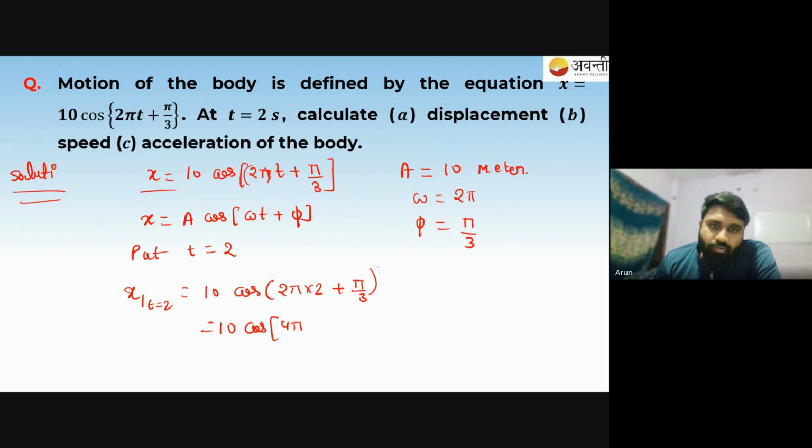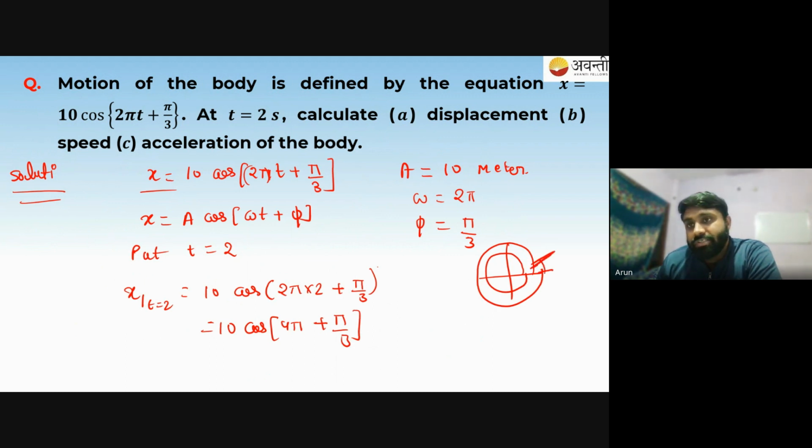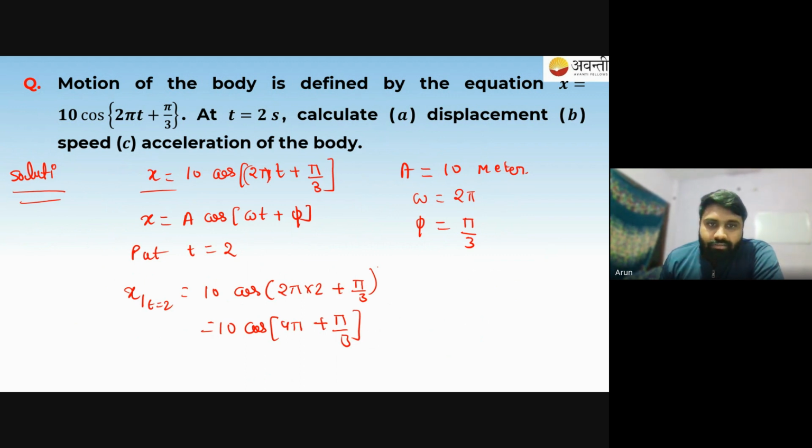So it will be 4 pi plus pi by 3. 4 pi means we have started from 0. This is 2 pi and this is 4 pi. So 4 pi plus pi by 3 means we are in the first quadrant, and in the first quadrant, all of the trigonometrical ratios are positive. So this will be cos pi by 3 only. So 10 into cos pi by 3 will become 5.